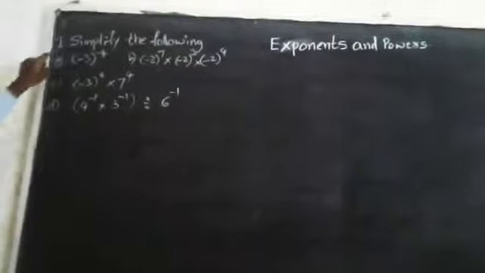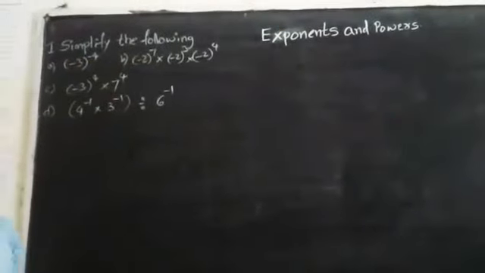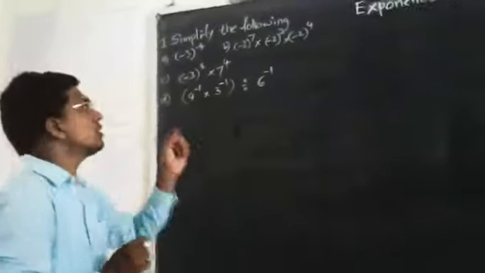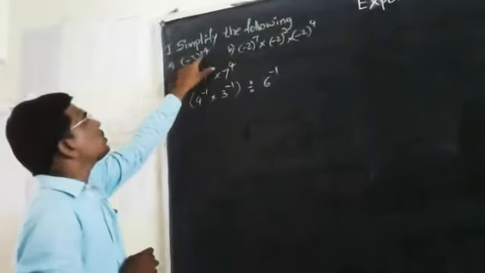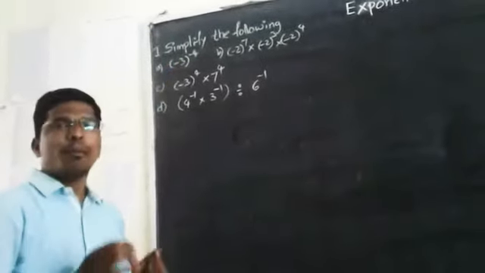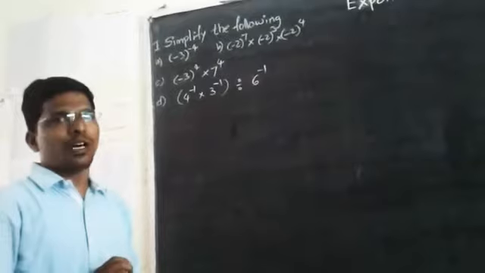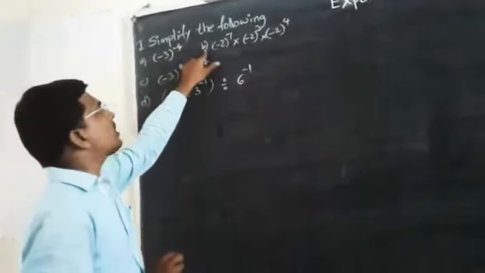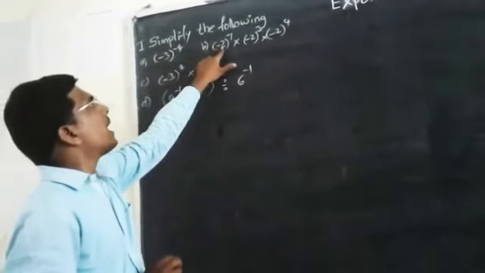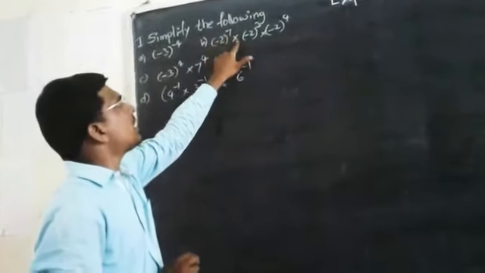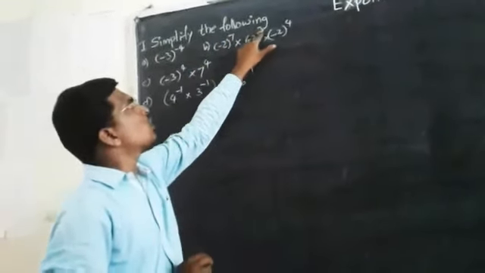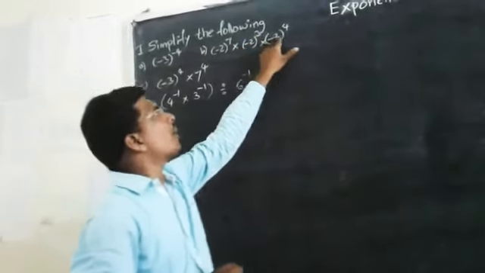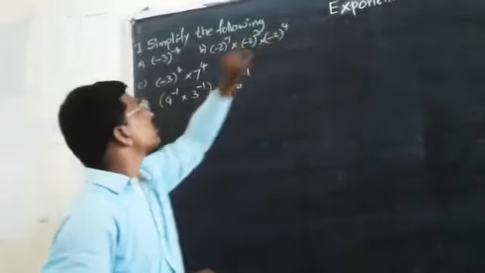First question, simplify the following. We have to make these questions into simpler form. A: (-3) to the power of -4, by using the laws of exponents formulas. B: (-2) to the power of 7 into (-2) to the power of 3 into (-2) to the power of 4.